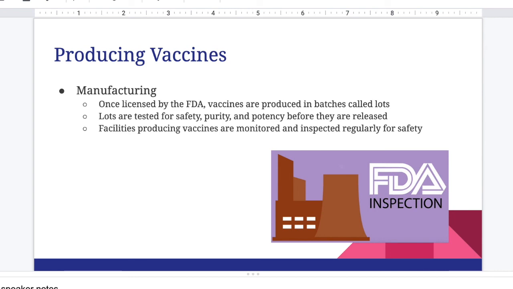And then the FDA also will inspect on a regular basis the facilities that are producing the vaccines to make sure that they're doing it right and everything is being done safely.